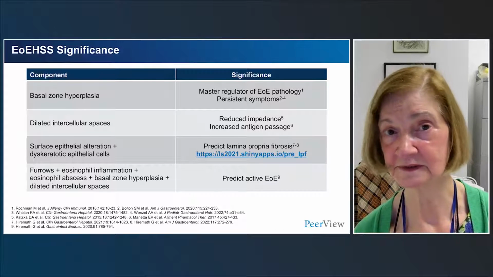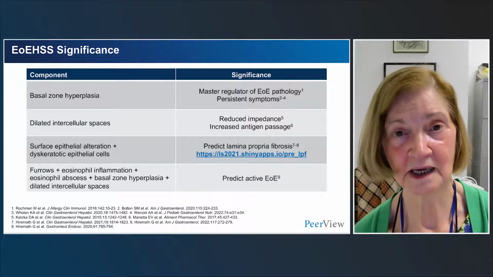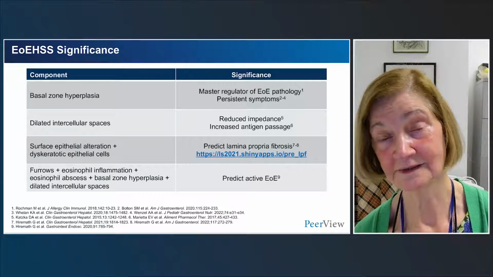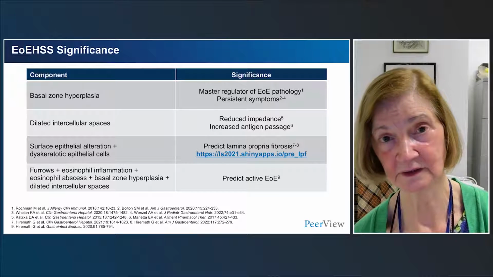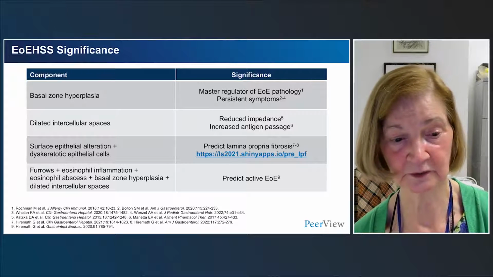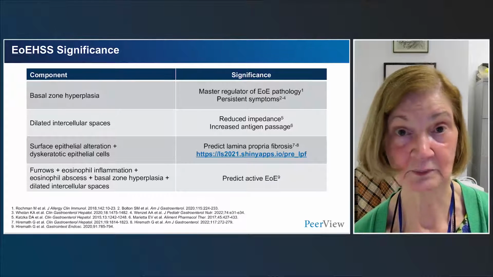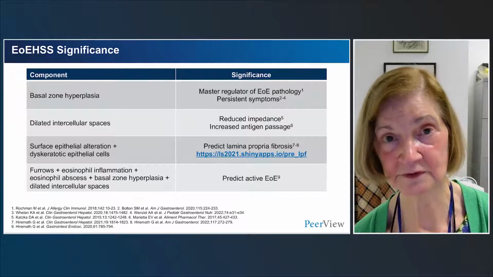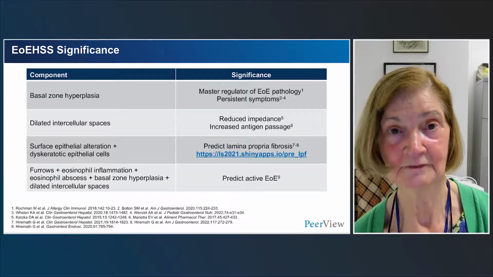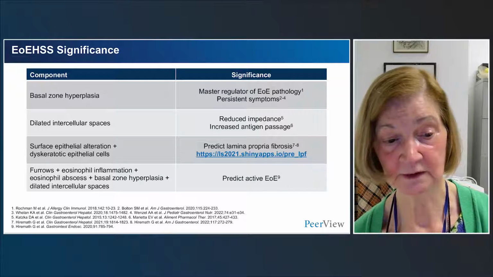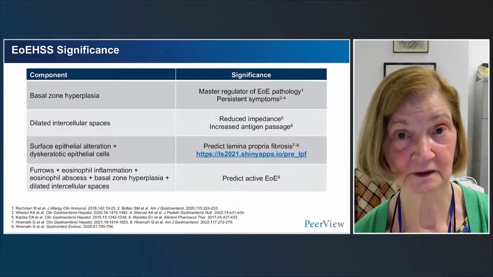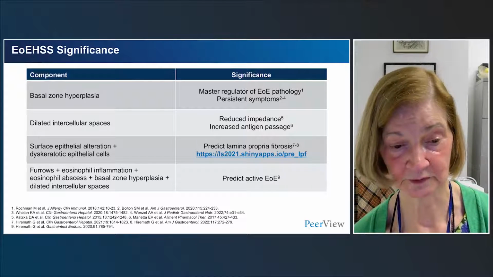Surface epithelial alteration and dyskeratotic epithelial cells, when they're both present in a biopsy, predict the presence of lamina propria fibrosis. This is important because many times lamina propria is not present in the biopsies that we evaluate. And when it is, sometimes it is crushed because of the pinching motion that's used to obtain the biopsy and cannot be evaluated. So having these two as markers of lamina propria fibrosis is potentially very helpful. And here is an algorithm that's available online that uses patient age as well as the grade and stage scores for these two abnormalities to predict whether a patient has lamina propria fibrosis or not.